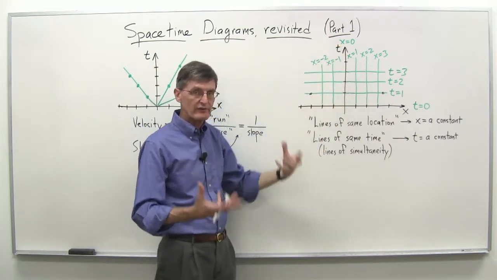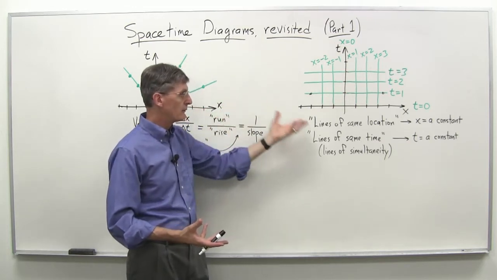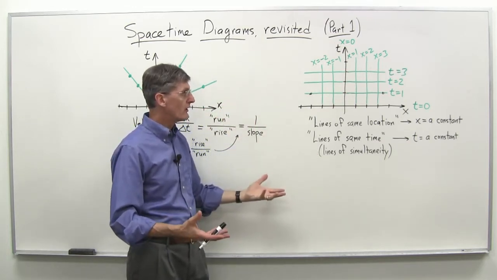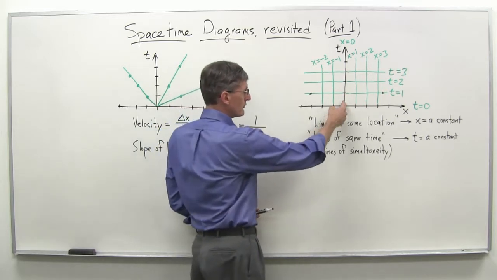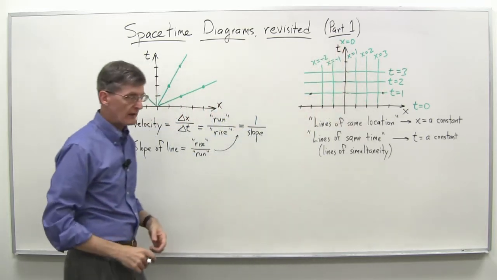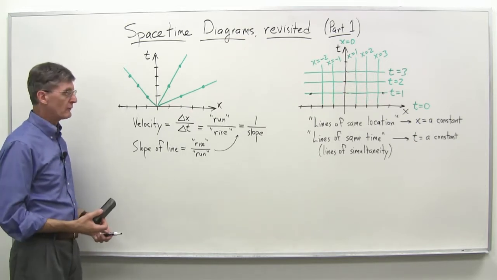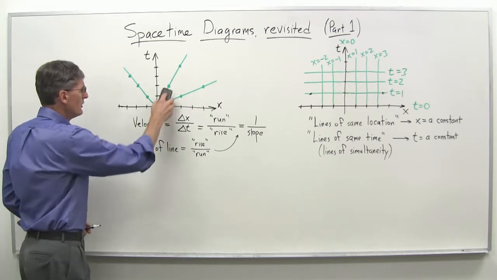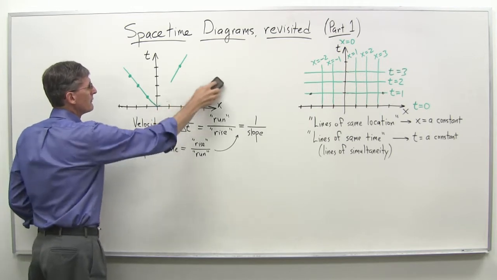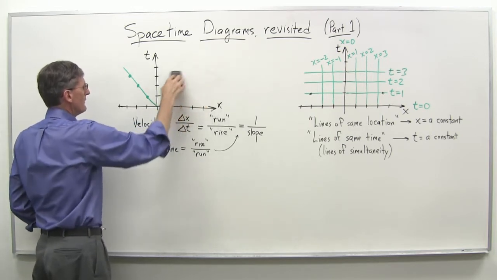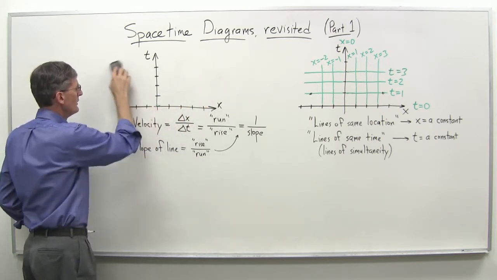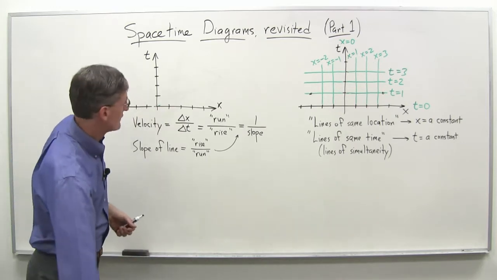So if you have something sitting at the origin in our frame of reference and not moving at all, as time goes on, its world line would just be a vertical line right along the t-axis there. Okay, so lines of same location, lines of simultaneity. Let's also do a couple other things on here. Remind ourselves that we can have things change direction, of course.